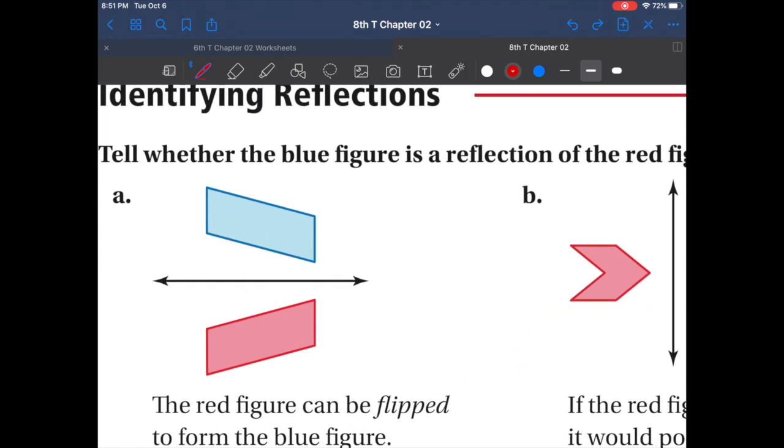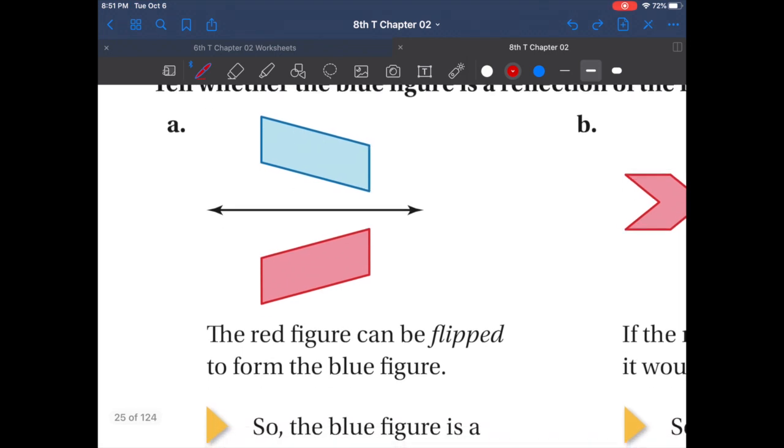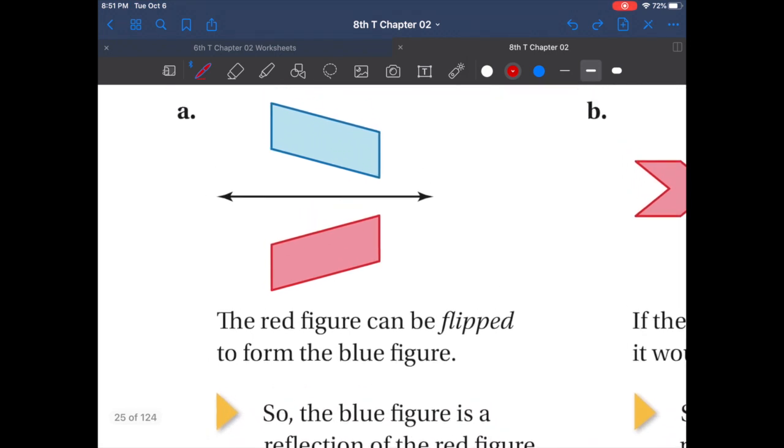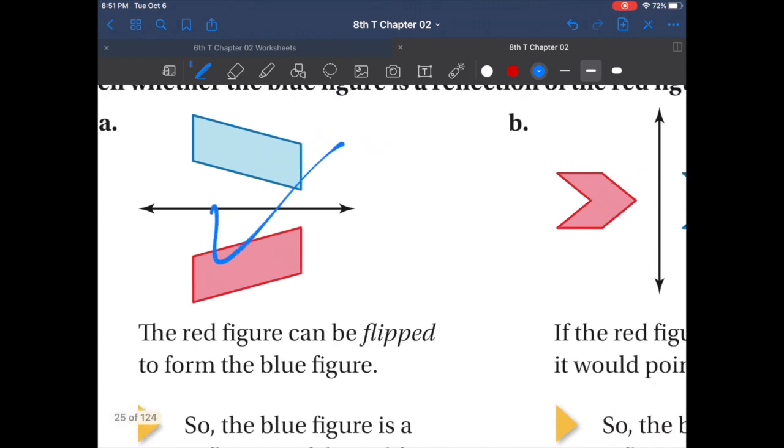Let's take a look at some examples. Let's see, letter A. Is this a reflection? The blue one to the red one? Yes, it is. So it flips. Notice that some of you are going to be like, well, no, it's supposed to look like this. That is not correct. It is not supposed to look like that. Okay, so that's wrong. This is a reflection. And the more we practice this, the more it will make sense to you.